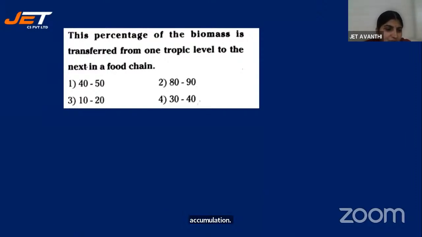Next question, children. We'll move to the next question quick. This percentage of the biomass is transferred from one trophic level to the next in a food chain. So how much amount of biomass, children? I was telling you 10%, no? Yes. Hanish has given the correct answer. Jnaneshwar. Chetan. It's not 2, Nana. Jessica has given the correct answer. Agnivesh, Chetan. Amulya, it's not 4, Nana. Vardhan, it's 3. It is 3 children. 10 to 20.